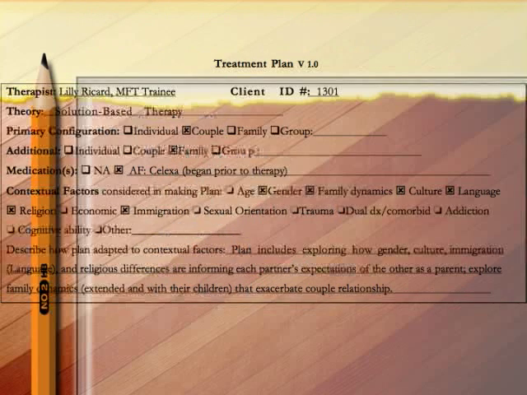So here you have a sample of how the initial introduction to the treatment plan can be filled out. This is the sample, which you can probably read better in your book. This is the sample from the solution focus chapter. I believe you can see that. And so you can see how the therapist introduces the case, and then also talks about how they plan to address some of the diversity issues.